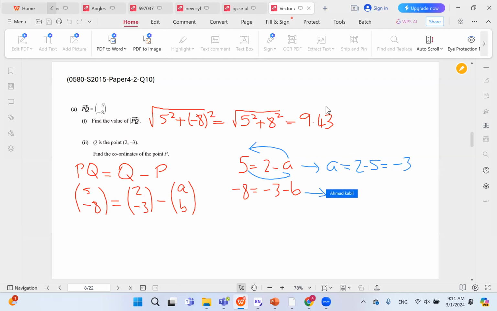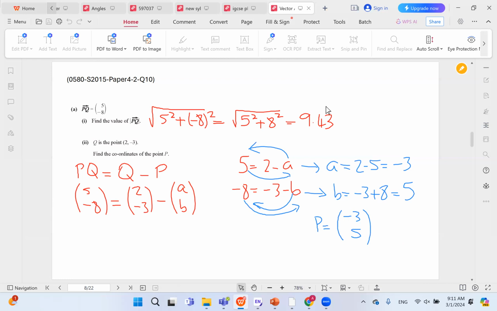And here as well, we're going to take the B to the left. I'm going to take the -8 to the right. So B equals -3 plus 8, which is equal to 5. So therefore, point P can be written as -3 and 5. But we said that this is not very accurate.